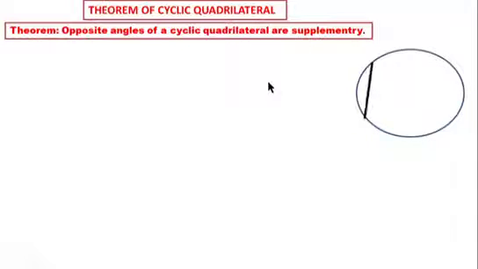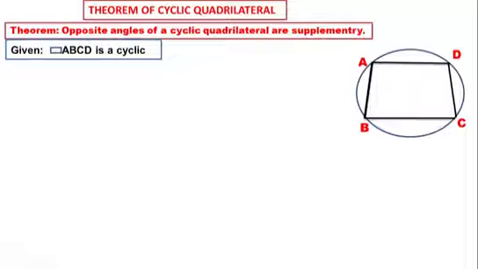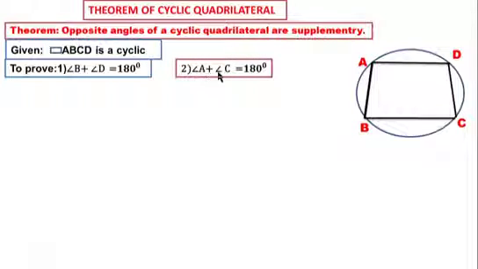So this figure, quadrilateral ABCD is a cyclic quadrilateral. Given: quadrilateral ABCD is cyclic. To prove, first, angle B plus angle D is equal to 180 degrees. And 2, angle A plus angle C is equal to 180 degrees.